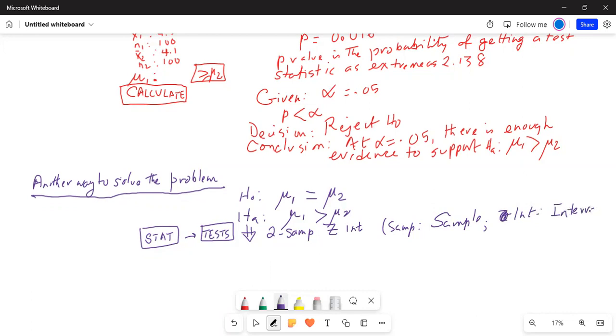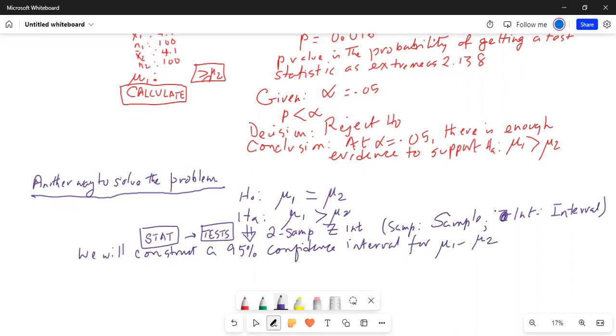So basically we will construct a 95% confidence interval for mu1 minus mu2.